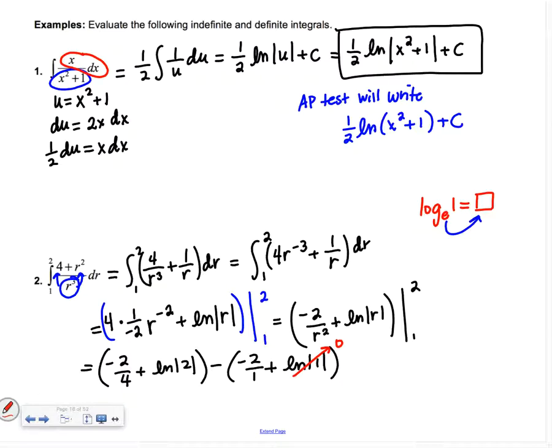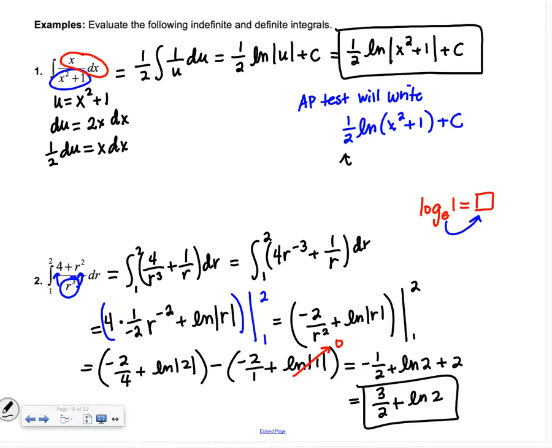So I have negative 2/4, which is negative 1/2, right? Plus natural log of, I'm just going to write 2, plus 2. So your final answer is 1.5, so 3 over 2 plus natural log of 2. Okay, and they might do some fancy things to make that look different, but for the most part, it's like that. On that last one, what do you think they might do with that 1/2?